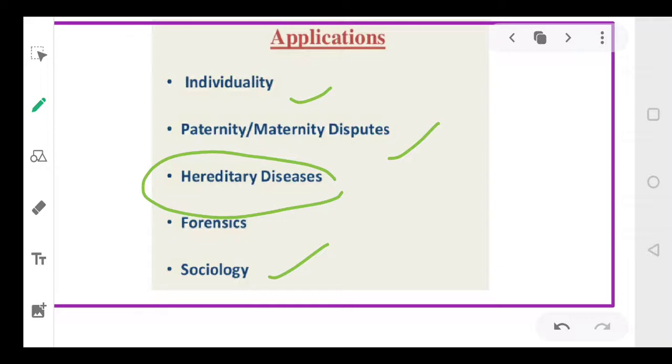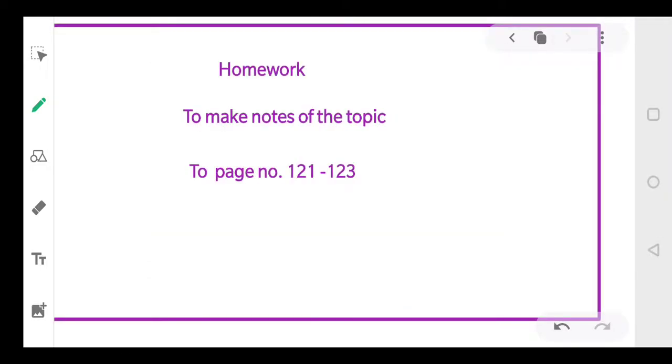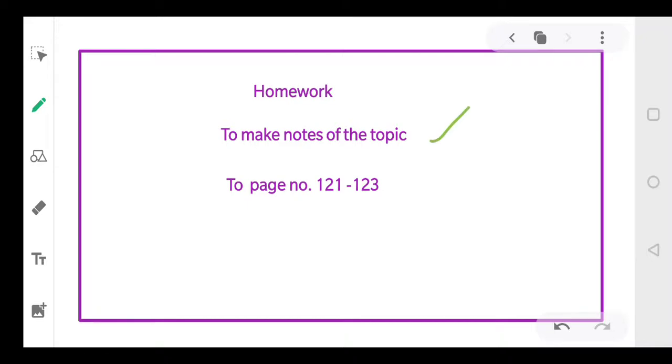Okay? So coming to homework, you will make notes of this topic and you will read page numbers 121 and 123. Okay, and students, you will also complete your NCERT questions of this chapter. And I suppose with this topic, we have completed chapter 6 also.